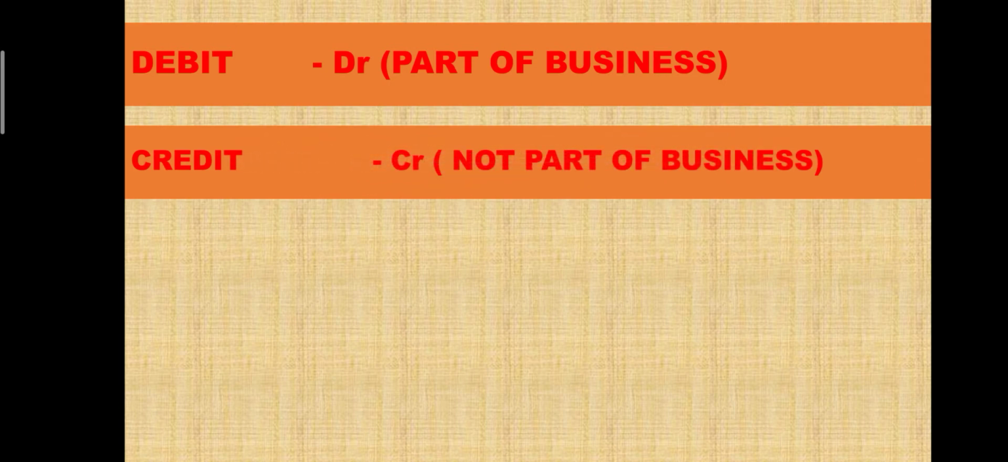So firstly, what do you mean by debit? Debit is denoted by DR. It means what is owed to the business or what is a part of the business. And what do you mean by credit? Credit is denoted by CR and it is not part of the business.